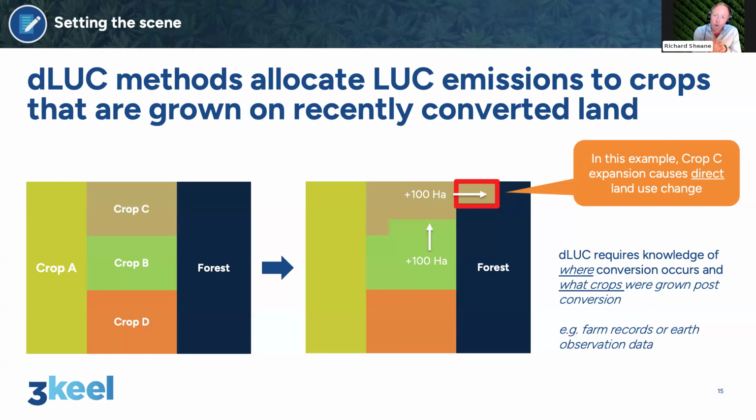This really requires that you know where crop conversions occur spatially and also what crops were grown post-conversion. So you can do that overlay to come up with a direct land use change calculation. In practice, this means either you have access to farm records and farm data, so you can do the calculation from that information, or there are other forms of data such as Earth observation data, which you can effectively use to see where the deforestation occurred and what crops were growing there afterwards.